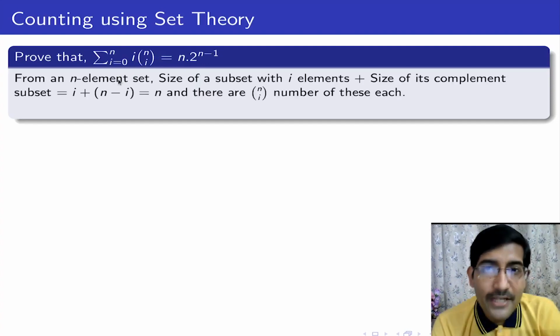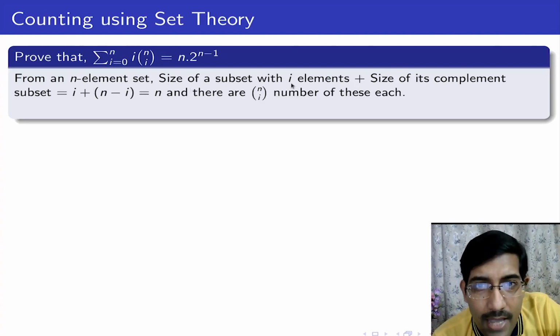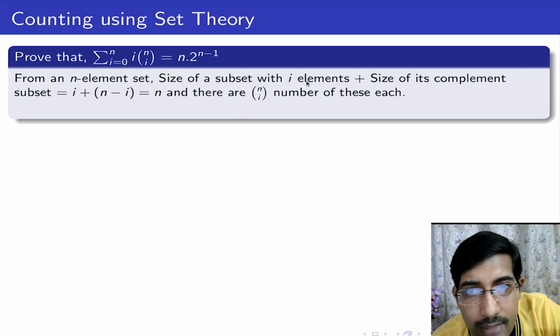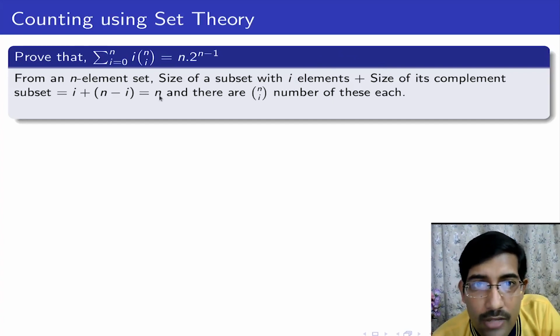Let us try to think in this line. For an n element set, the size of a subset with I elements plus the size of its complement is equal to n, right? Because when you choose a subset of I elements, its complement is basically the remaining elements from the n element set, so its cardinality is n minus I. So if you add the subset of I elements with its complement, together this will give rise to n. Now you list all of them.